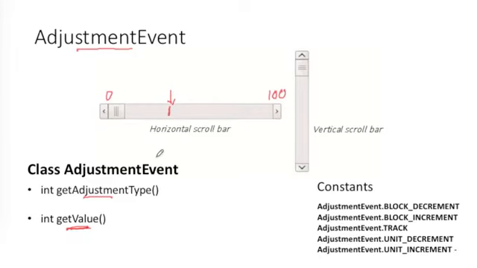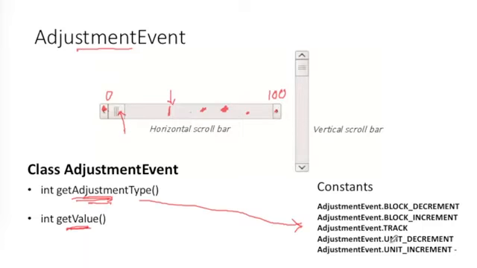And one more thing is, when you click on the scroll bar, sometimes we click on these buttons, right? Or we click on this empty region, or sometimes we hold the thumb tracker and move it. If you want to know which type of adjustment is done by the user, you can call this function getAdjustmentType. It will return any one of these constants. So is it block increment or block decrement? If you click on this side, then block increment. If you click on the other side of the thumb tracker, then it's block decrement.